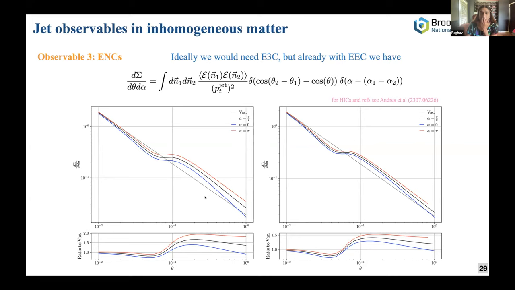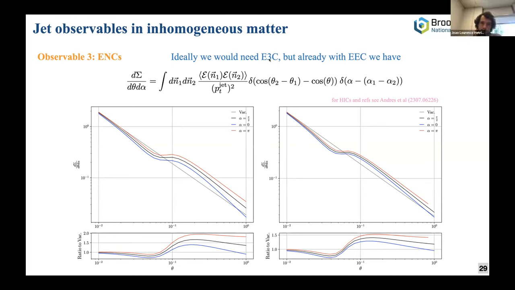Yes. So, Joao, when you do this three-particle correlation, what is the limit? I know that when the angle is very large, three-particle is two-particle, right? Yes, obviously.